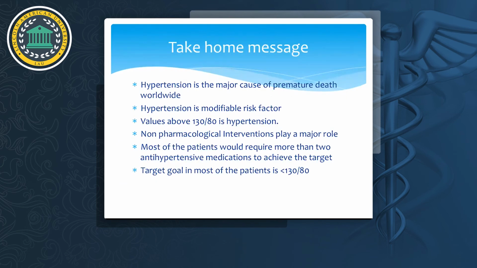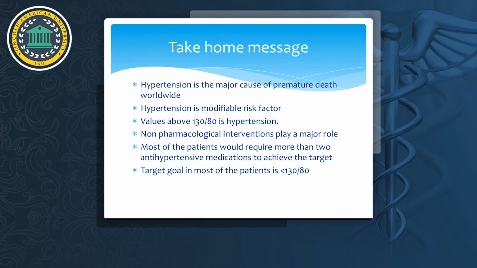Okay, so this is the last slide. Take home message. Hypertension is the major cause of premature death worldwide. Hypertension is a modifiable risk factor. Values above 130/80 millimeters of mercury are hypertension. So anything more than 130, more than 80 is hypertension.